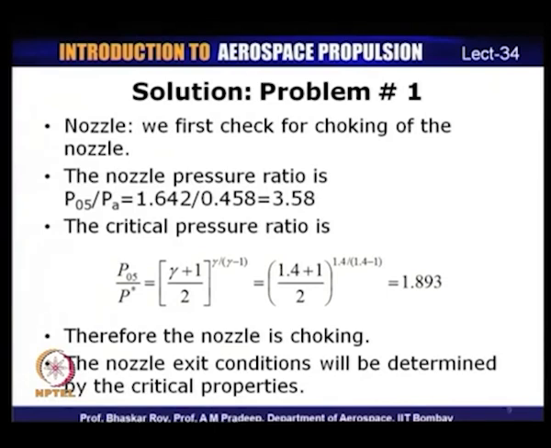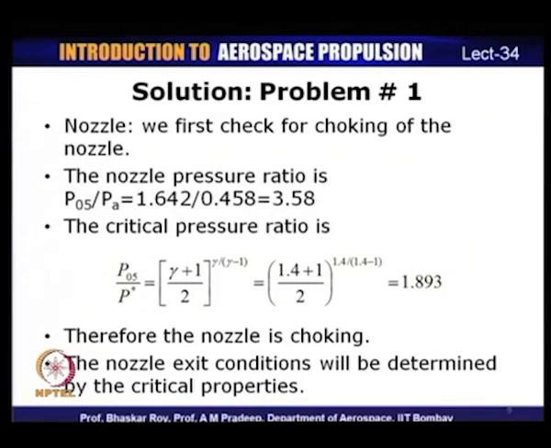If you go back to some of the earlier lectures we had on compressible flows, we had derived this expression for critical pressure ratio. Critical pressure ratio was derived as P naught by P star is equal to ((gamma plus 1) by 2) raised to gamma by gamma minus 1. So, it is purely a function of the ratio of specific heats.